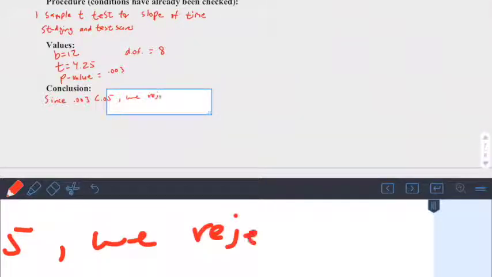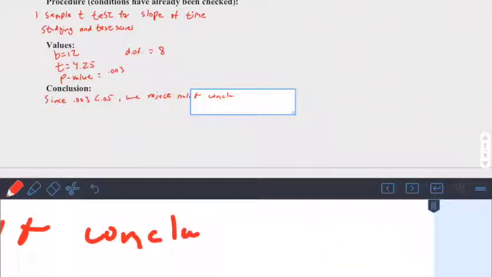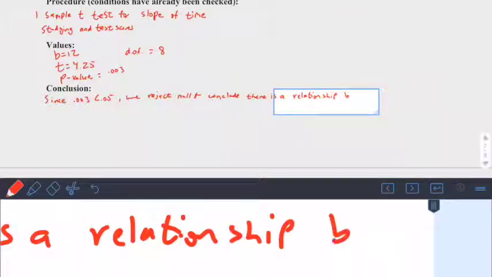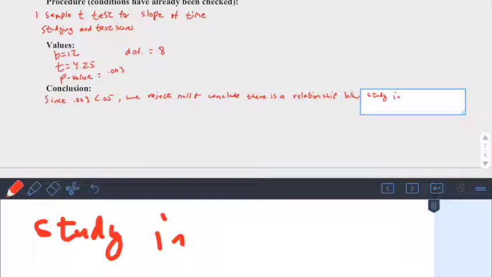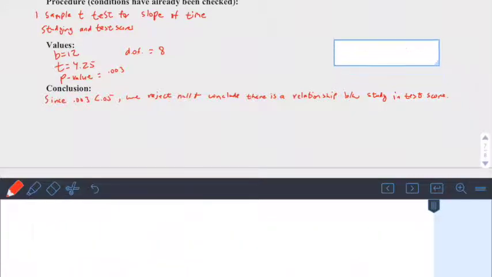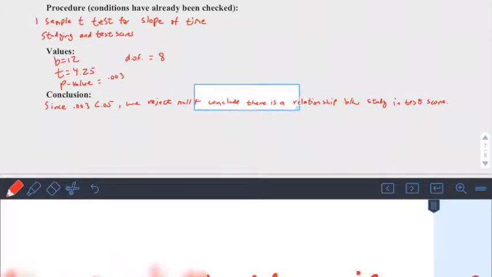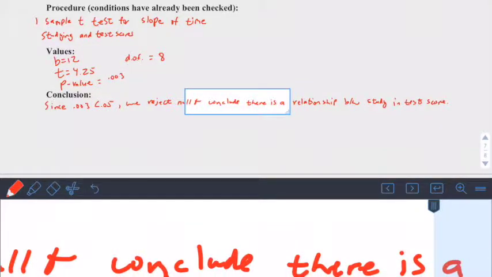We reject the null and conclude there is a relationship between studying and test score. So studying really does help improve your test scores. Notice this relationship sounds a lot like chapter 11, the chi-squared. Well, this is for two quantitative variables. Chapter 11 was for two categorical variables.